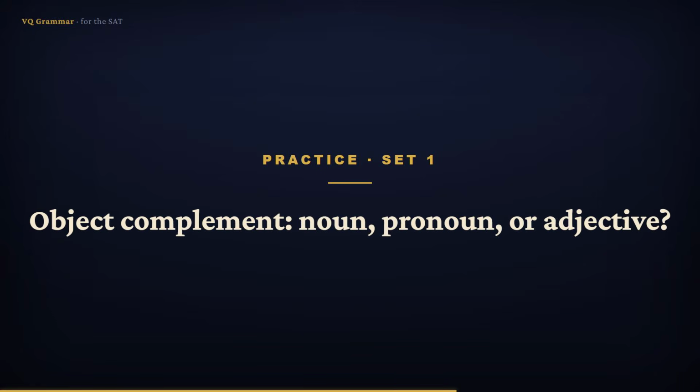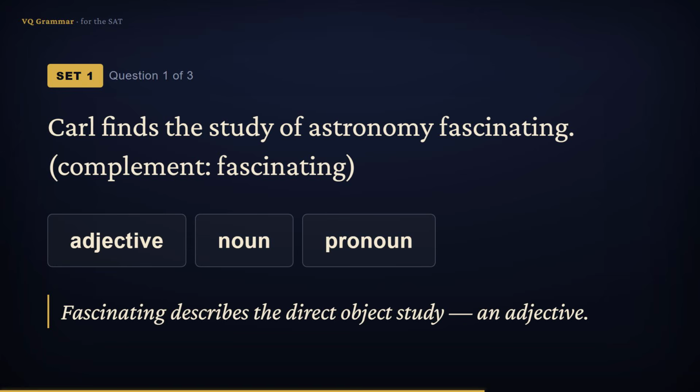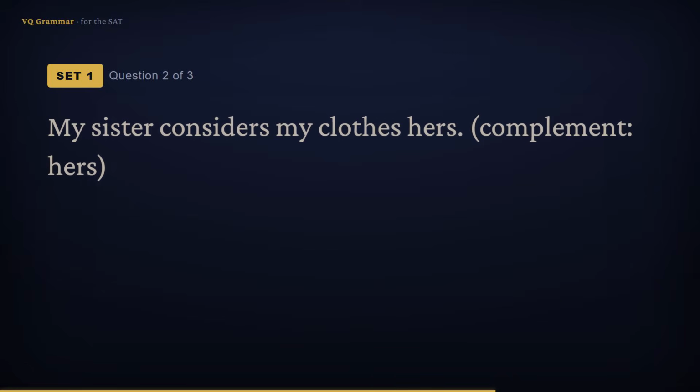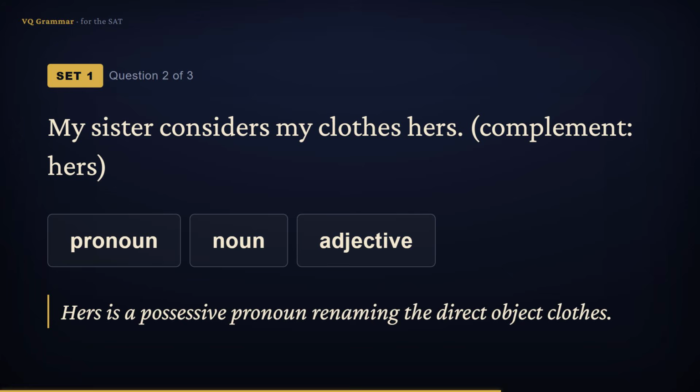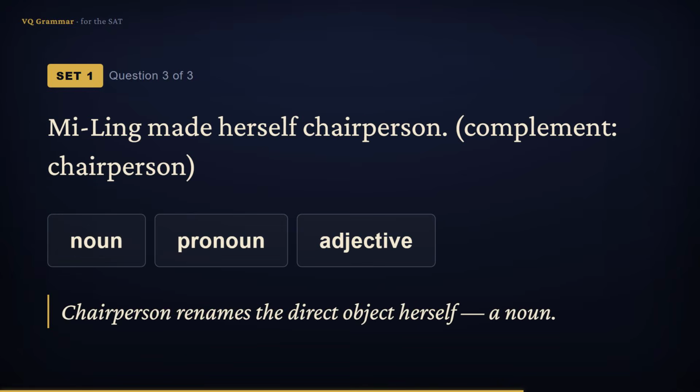Let's practice. Each object complement follows a direct object. Decide whether it's a noun, a pronoun, or an adjective. Pause and try before I answer. Carl finds the study of astronomy fascinating. The complement, fascinating, describes the direct object, study, so it's an adjective. My sister considers my clothes hers. The complement, hers, renames the direct object, clothes, and hers is a possessive pronoun, so it's a pronoun. Mi-Ling made herself chairperson. The complement, chairperson, renames the direct object, herself, and chairperson is a noun, so it's a noun.